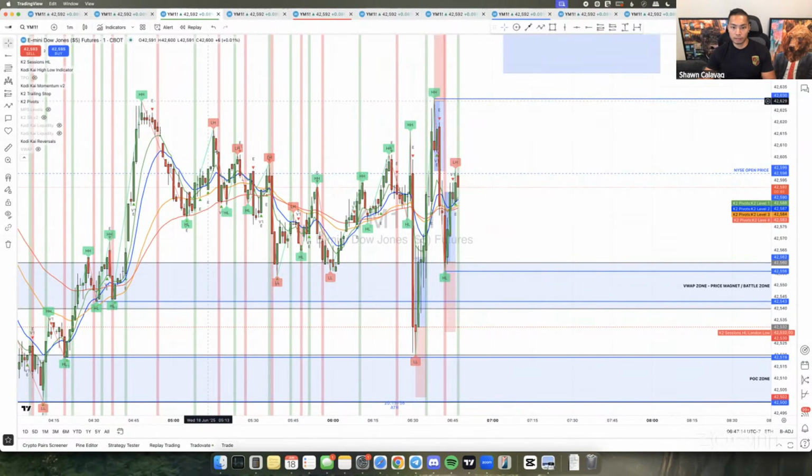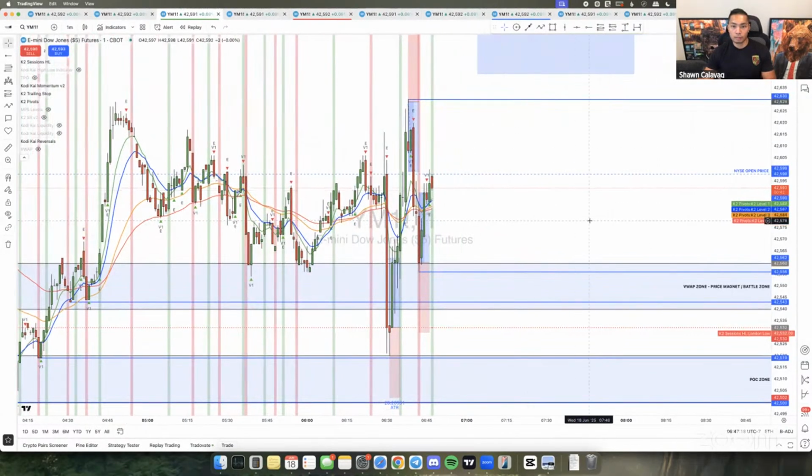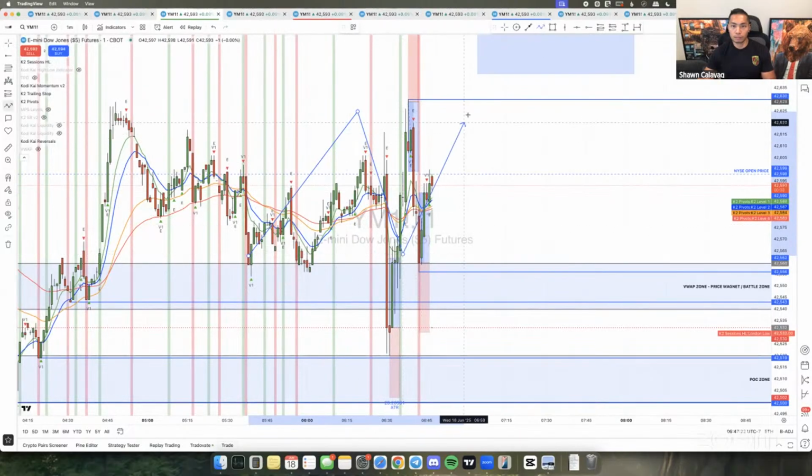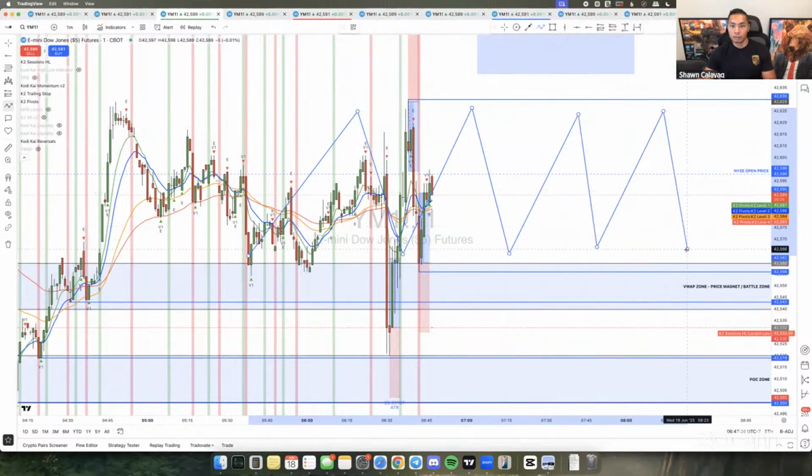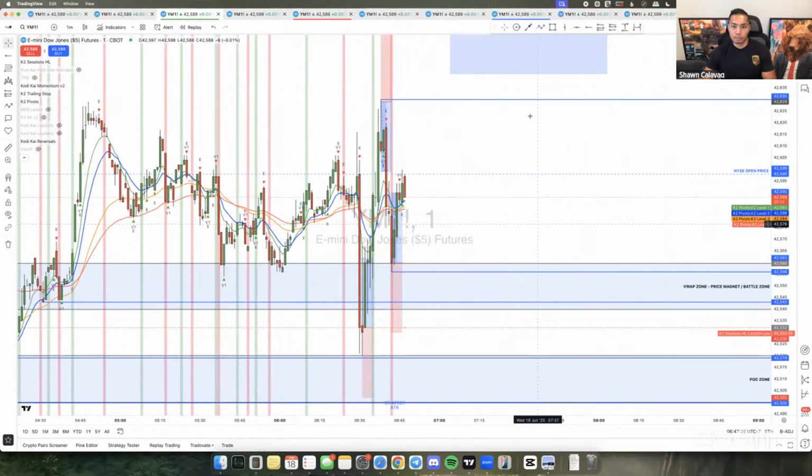All right, cleaning this up a little bit. So looking at this here, this looks like the range right here down the middle. This is the range. We have a possible sweep level down here. It'll line up with the price magnet.